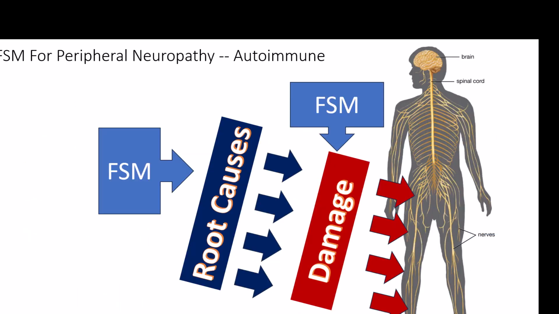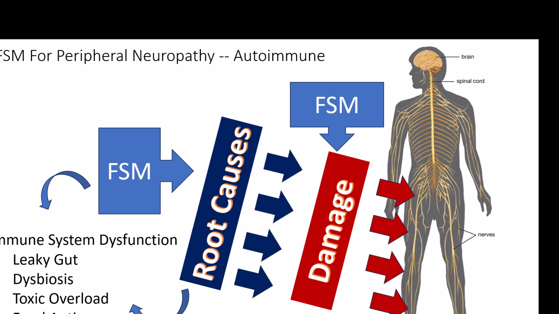To summarize, FSM can be used to treat the nerve damage and dysfunction in peripheral neuropathies caused by an autoimmune attack. And you can also treat the immune system directly, as I showed in a couple slides back. But unless the triggers to the autoimmune attack are identified and removed, the immune system will continue to attack the nerve, and the symptoms of the peripheral neuropathy will continue.